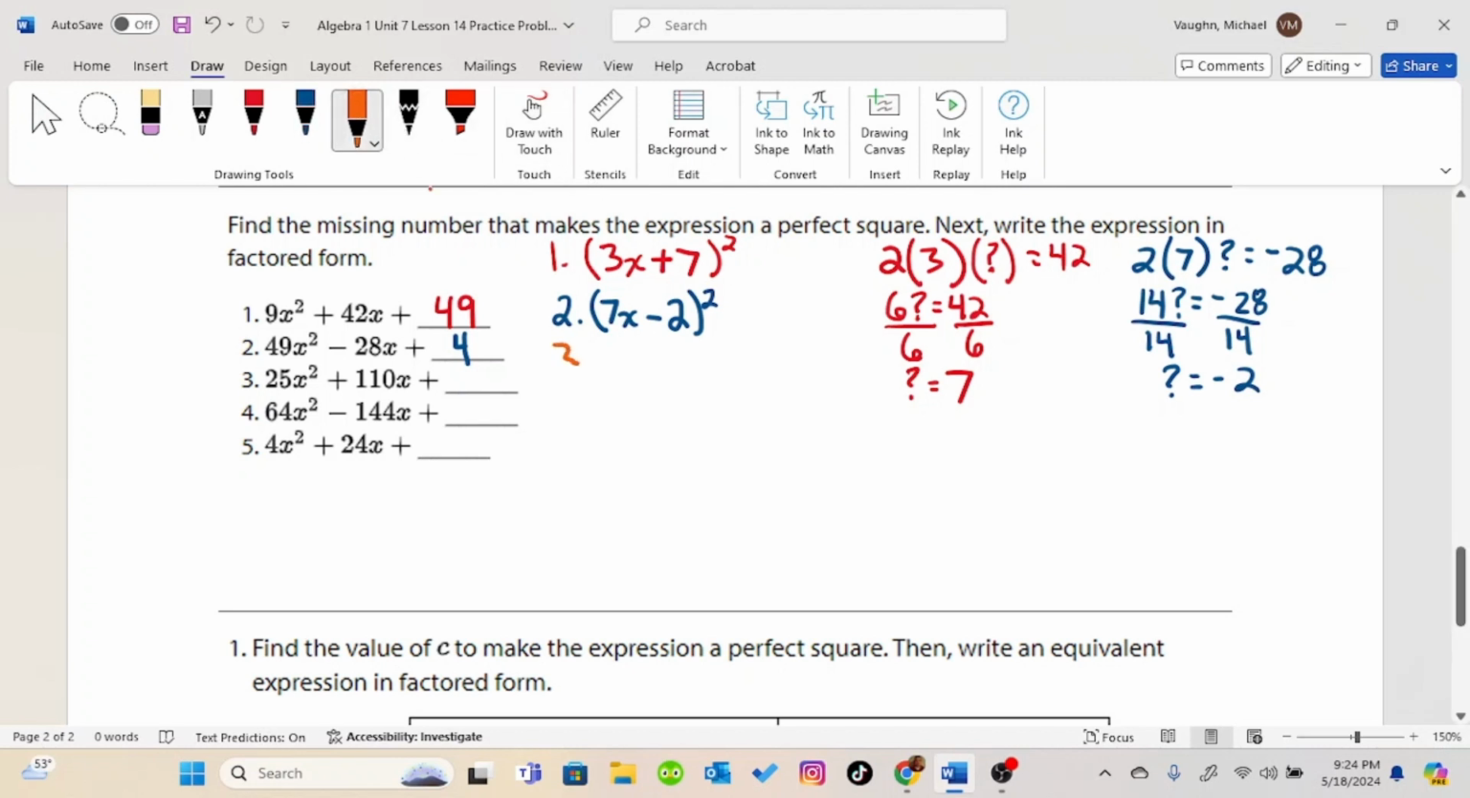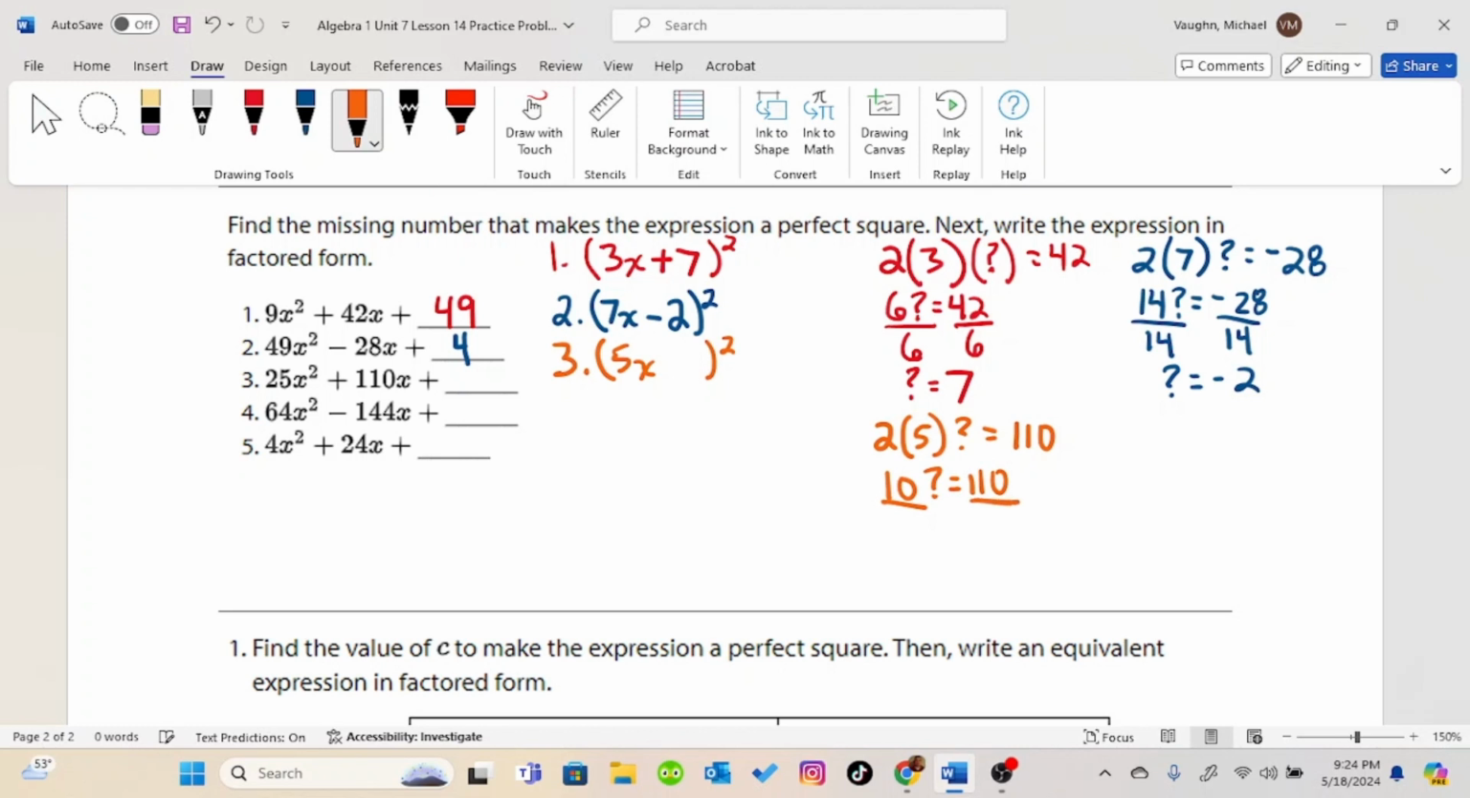Number 3. I know that the square root of 25x squared is 5x. I know that I'm going to multiply 2 times 5 times something to get 110 in the middle for my b term. 2 times 5 is 10.